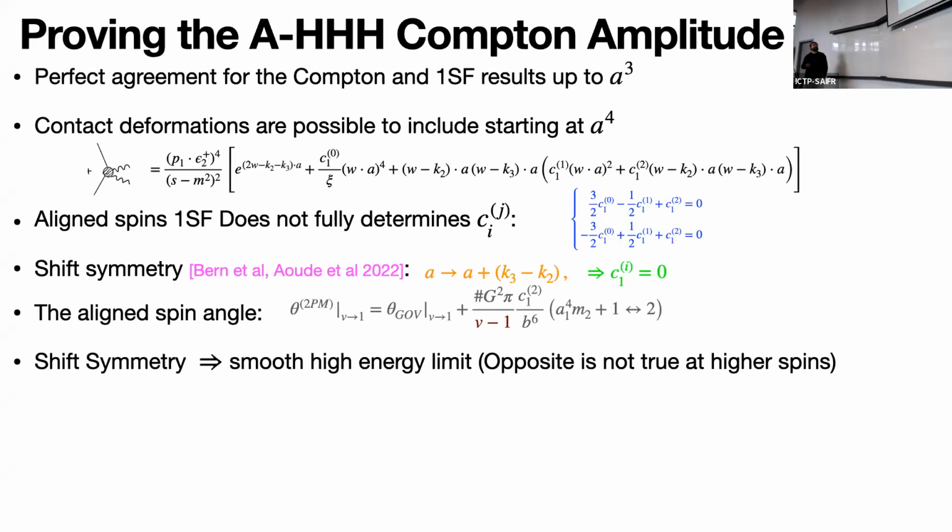But something that one learned from studying these two simple scenarios in the fourth order is that a shift symmetric amplitude implies a smooth high energy limit for the two-body observable, but in general, the opposite is not true. It is true in this case, but if you go to higher orders in the multiple expansion, it doesn't have to be the same.